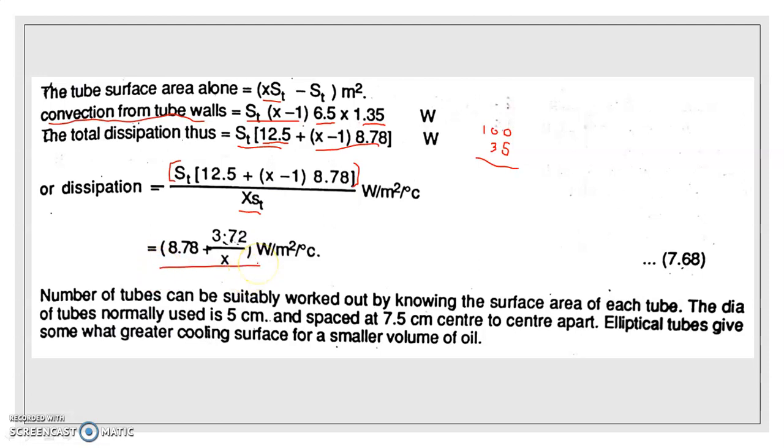Actually, the number of tubes can be suitably worked out by knowing the surface area of each tube. The diameter of the tube normally used is 5 centimeter, and adjacent tubes are spaced at 7.5 centimeter center to center. Most of the time, elliptical tubes give somewhat greater cooling surface for a smaller volume of oil.